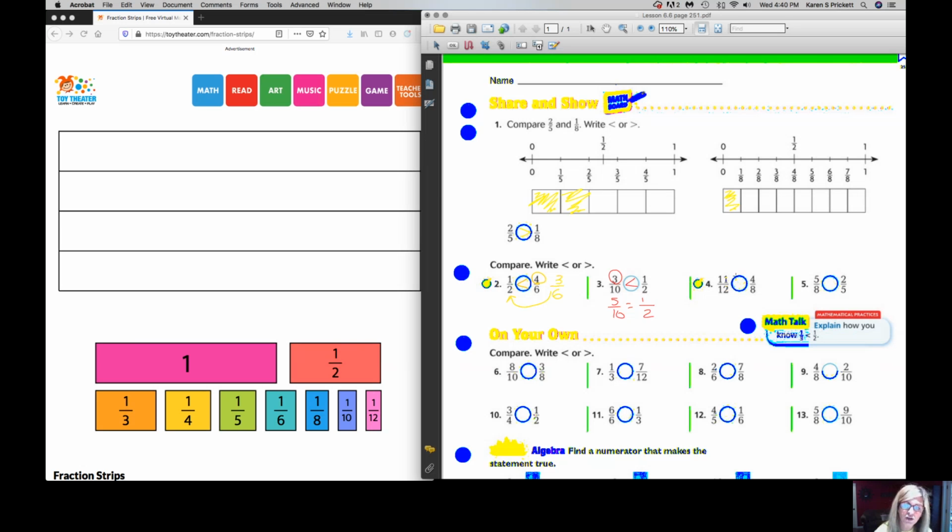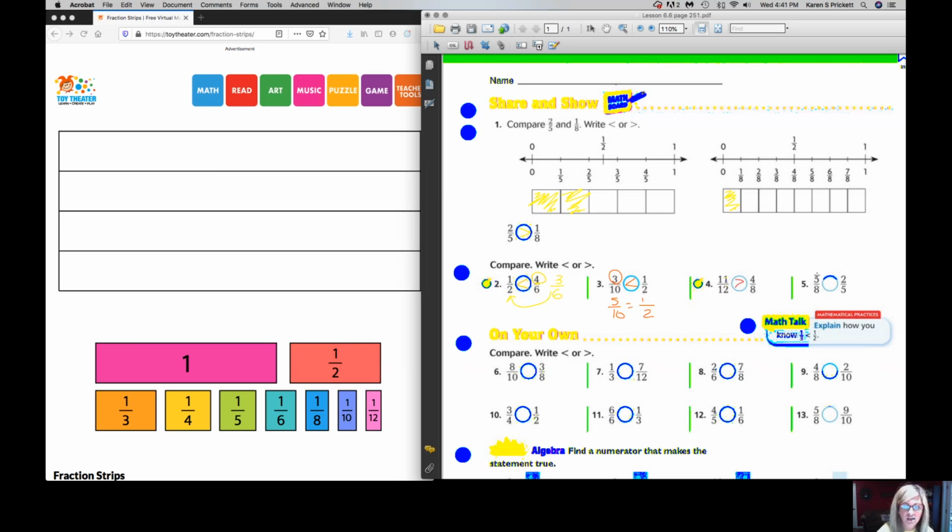Okay, for 11/12 and 4/8, I know that 4/8 is equivalent to 1/2. I see it right here. I also know that 11/12, it would only take one more 12th in order to make that a whole 1. And so 11/12 is greater than 4/8.